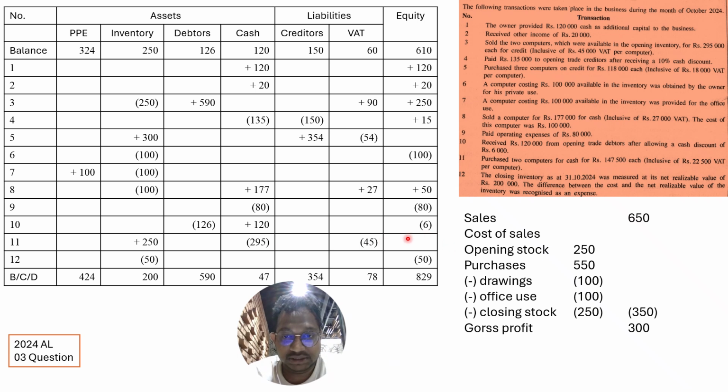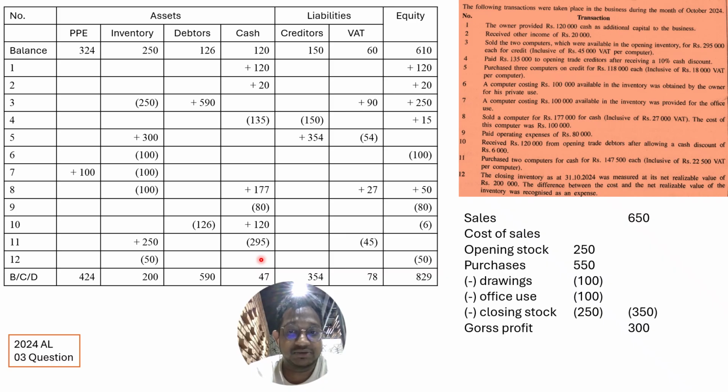11th one, purchase two computers for cash 147,500, inclusive 22,500 VAT. So here under inventories, you should add inventory at the VAT excluded value, right? And that VAT paid at the purchases, you should minus from VAT liabilities, and your cash should minus the total 295.